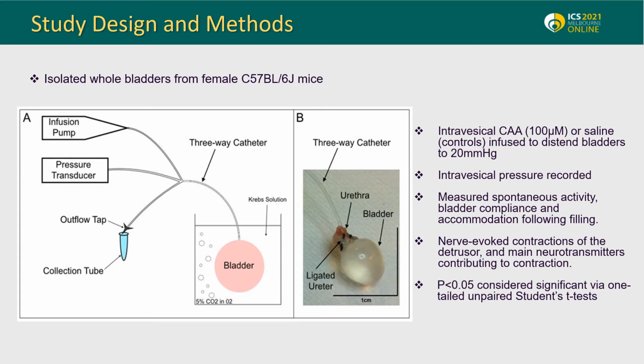We also investigated nerve-evoked contractions of the detrusor using electrical field stimulation to depolarize the efferent motor nerves, and investigated the neurotransmitters involved in these contractions. Differences between control and chloroacetaldehyde treated bladders were compared using one-tailed unpaired student t-test, and p less than 0.05 was considered significant.